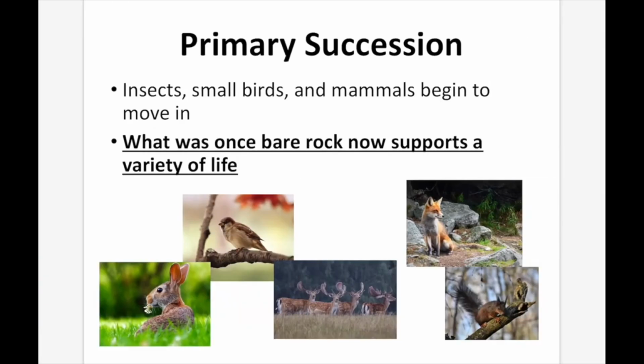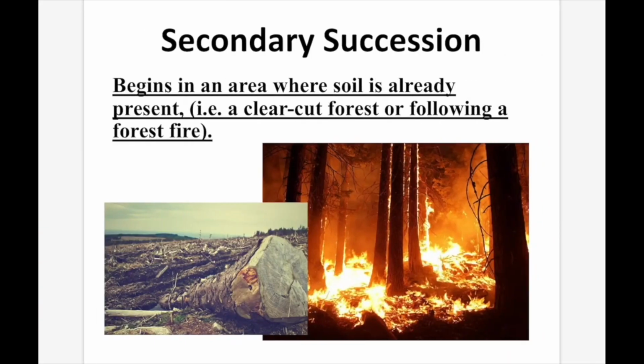Now that we have a nice layer of soil and some plants growing, insects, small birds, and other mammals begin to move in. There's places for them to live. There's other organisms for them to eat, etc. So what was once bare rock now supports a variety of life. Now that's primary succession. Primary succession is when there's no soil to begin with.